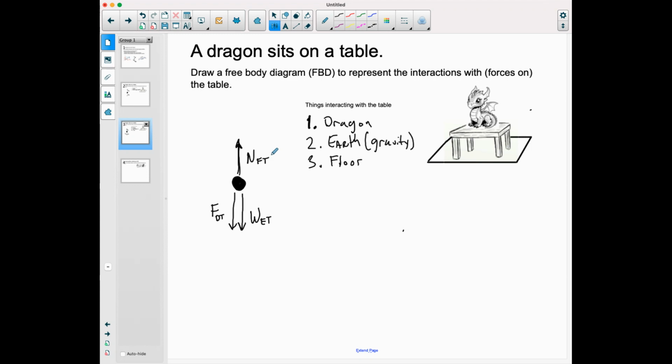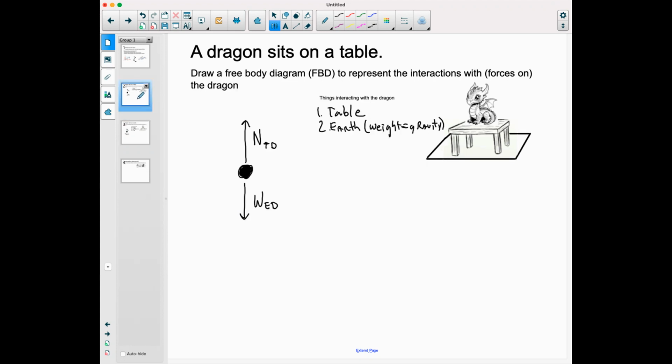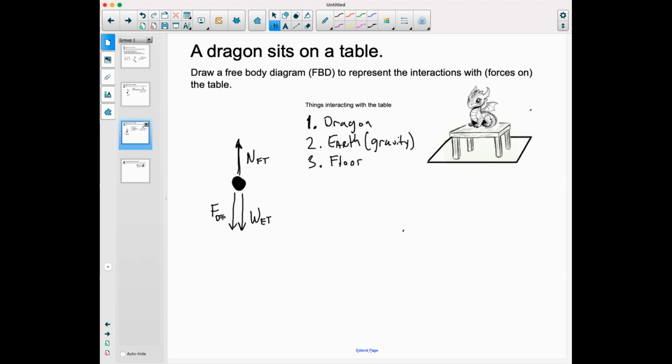Now, this vector right here represents the interaction between the dragon and the table. This vector here we know would be the exact same size as table on dragon because they're the same interaction. Table on dragon, dragon on table. That's the same interaction. So we know those would be the same size. We would draw the same size vectors. But of course, they're on different objects, so we don't need to worry about that right now.